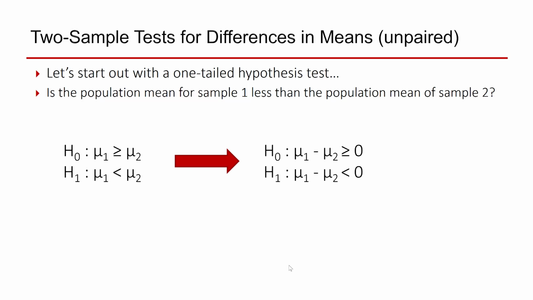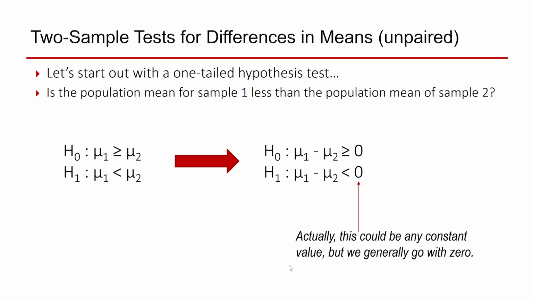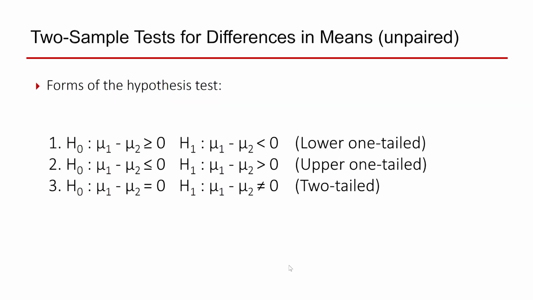Sometimes I'm going to write them as the way on the left and sometimes as the way on the right. Writing it that way that you have on the right of your screen allows you to make the difference non-zero. So you could investigate whether mu1 minus mu2 equals 5 against the alternative mu1 minus mu2 is less than 5. So that could be any constant, but generally we go with 0 because we're just making a comparison. And we have the same three alternative hypotheses. We've got less than, greater than, or not equal.